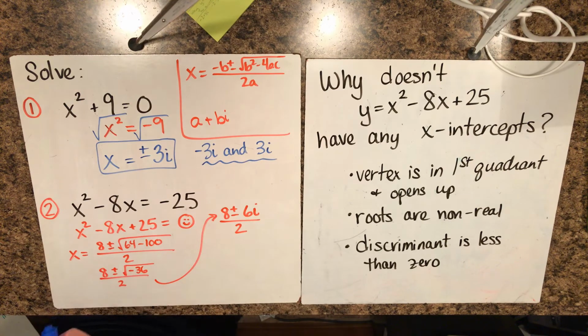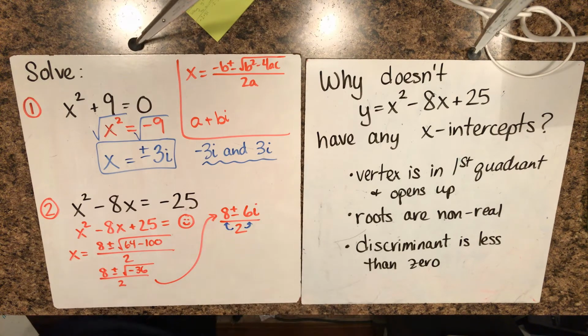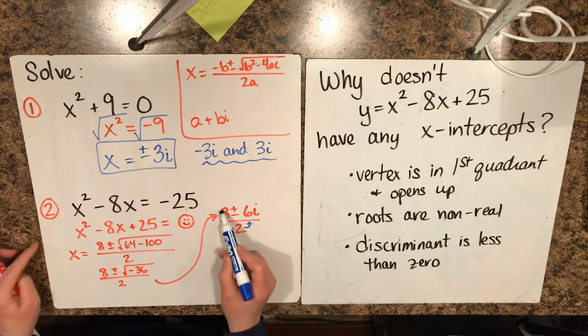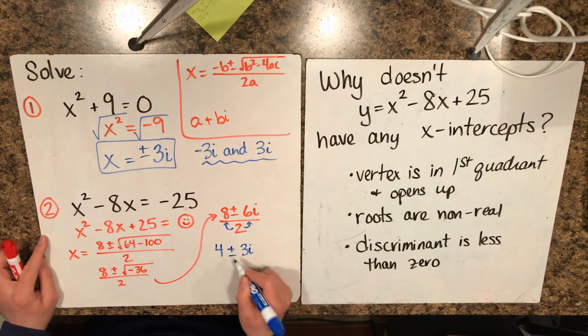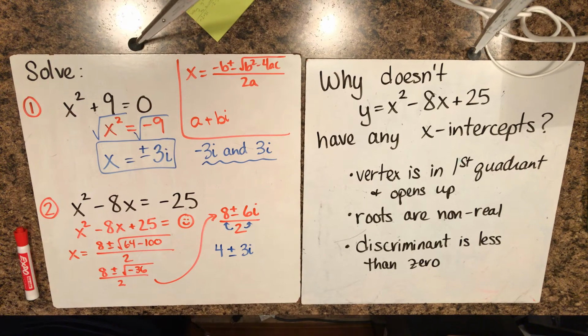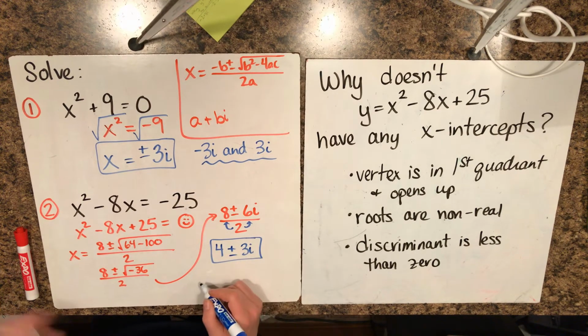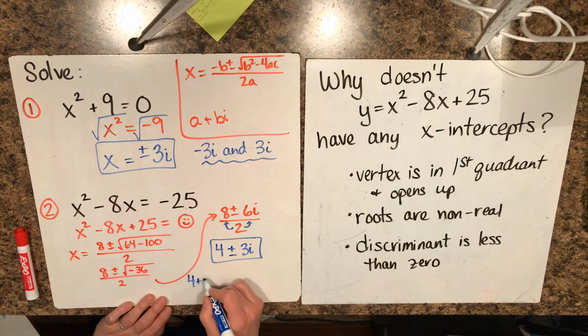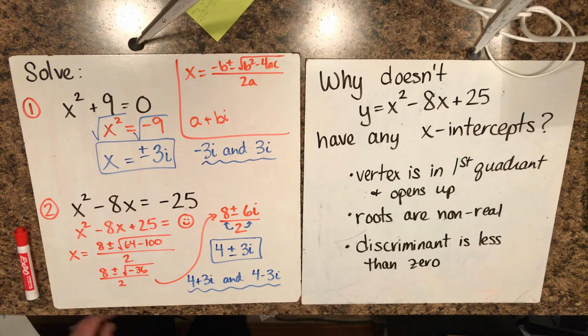So all we're doing really is taking this 2 and distributing it. And remember, because it's on the bottom, it's like distributing a 1/2, or saying 8 divided by 2 is 4, and 6i divided by 2 is 3i, and we leave the plus or minus right in the middle. And again, the way it was written on the computer as a choice was 4 plus 3i and 4 minus 3i, which was your correct solution.